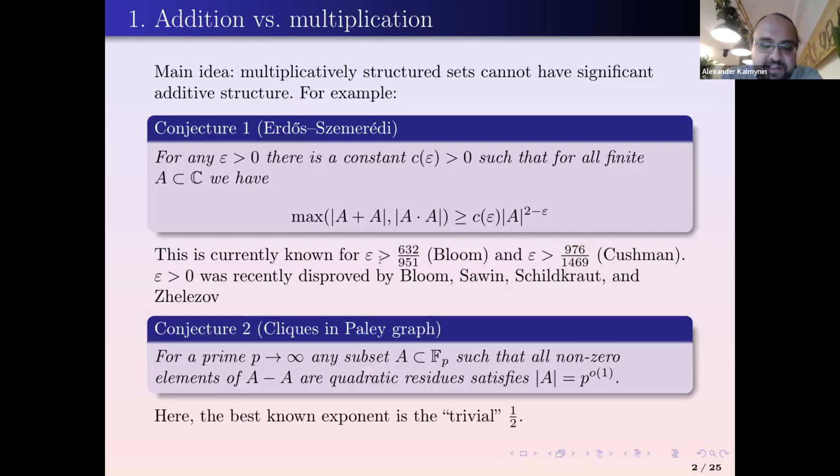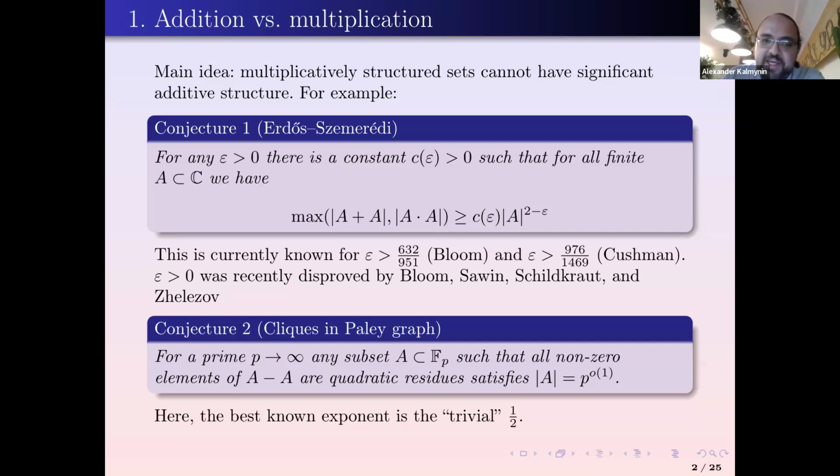Okay. The second conjecture is about cliques in Paley graphs. Suppose you have a very large prime P and consider the simple field Fp. If we have any subset A such that A minus A consists of quadratic residues, then it is conjectured that the size of A is P to the epsilon. And the best known exponent here is the trivial one, 1/2. The trivial exponent comes, for example, from the Cauchy-Bunyakovsky-Schwarz inequality for character sums.